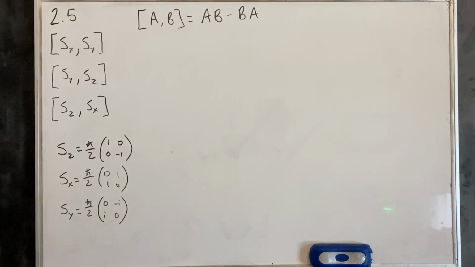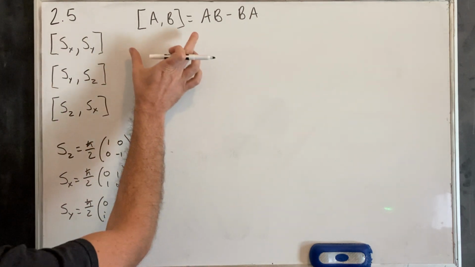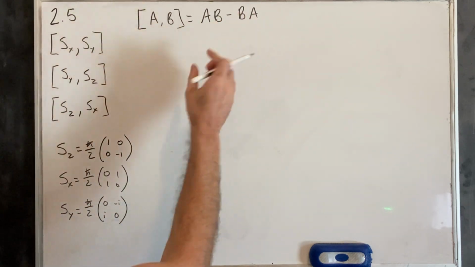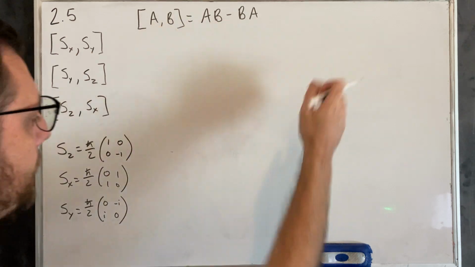All right, so for 2.5, it wants us to find all the commutators for all the combinations of the three operators, x, y, and z. So I did write those operators right here for reference. And as a reminder, to calculate the commutator for like A and B, it would be AB minus BA.